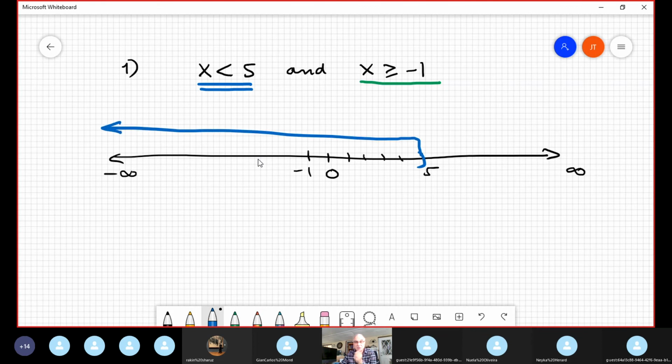And I'm doing this auxiliary construction because I don't want to highlight directly on the line, because I don't know exactly what happened with the final answer. But this is one auxiliary construction to help me understand a little bit what the and connection is. And the green, negative 1 gets a bracket here because it's equal, and it goes to the right.